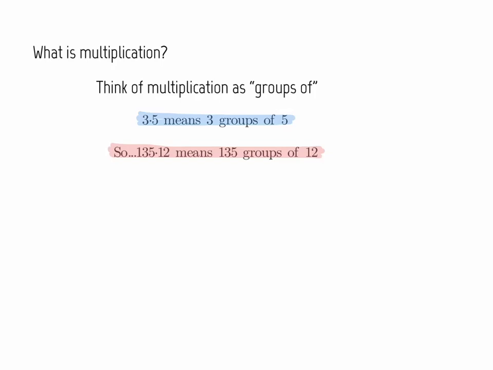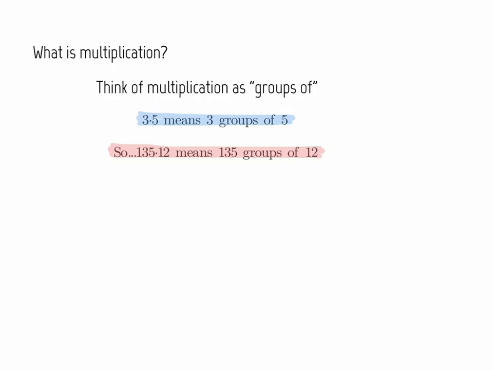We do know that we can use the commutative property to flip numbers around. So instead of 3 times 5, it could be 5 times 3. But typically when we're really thinking about and including that groups of, we want to do it left to right. So the first number is how many groups there are, and the second number is how many are in each group.